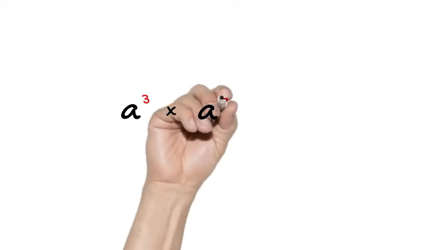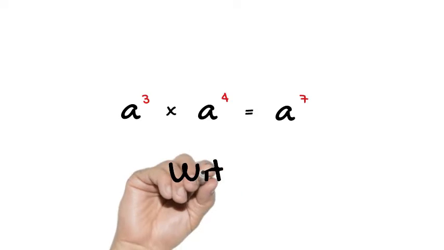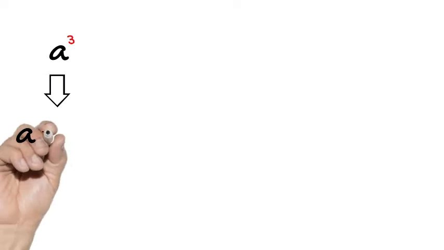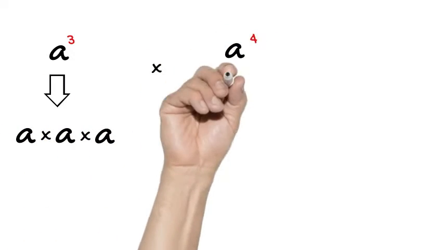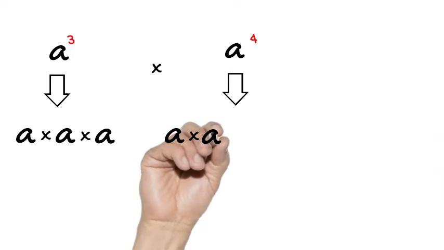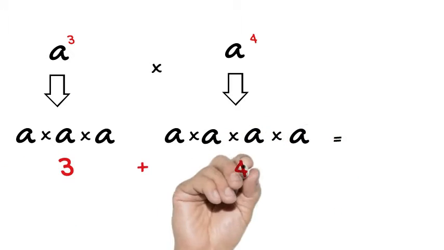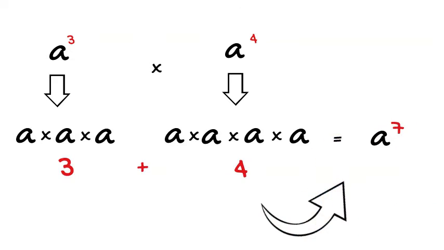So why does a to the third times a to the fourth equal a to the seventh? Why do we add the exponents? Well, if you expand it out, then you'll see that a to the third is just a times a times a. And a to the fourth is a times a times a times a. And if you multiply all of those together, you have a 7 times, a to the seventh. So what we're doing is just adding the exponents.